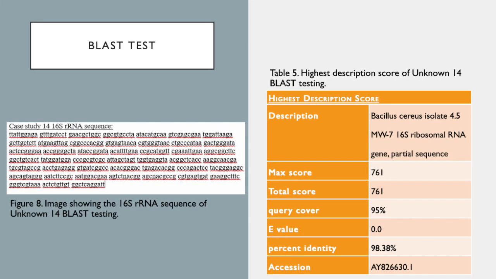Finally, BLAST testing was utilized. On the left is an image of the 16S rRNA sequence of unknown 14, and in Table 5 on the right, note that the bacteria Bacillus cereus was found to have a 95% query cover with an e-value of 0.0 and a percent identity of just over 98%.